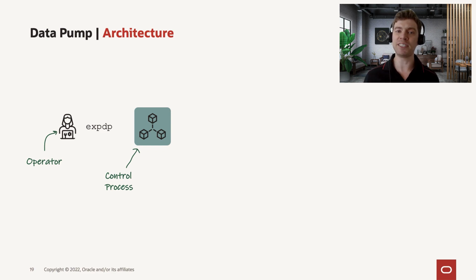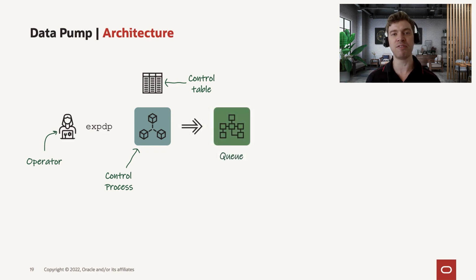So this control process will first instantiate what we call the control table or master table. This is the table where the job will track and keep the execution status and all the parameters provided for this job. We're also going to see more information on that table on the next slide. After this table is created, the control process uses Oracle Advanced Queuing to put all the tasks that we need to execute for this Data Pump job in a line.